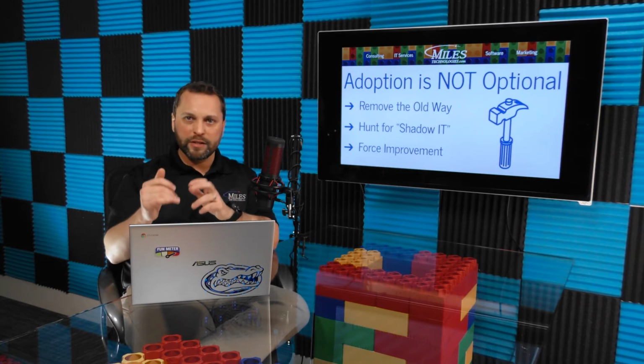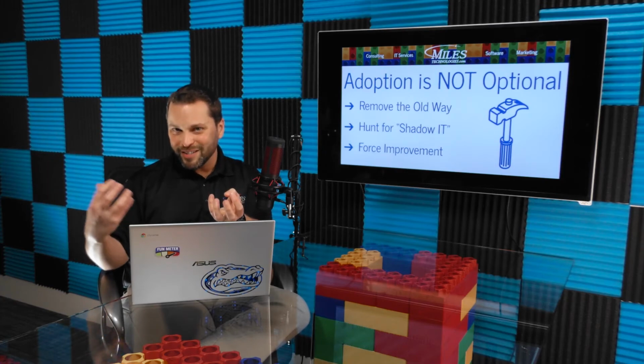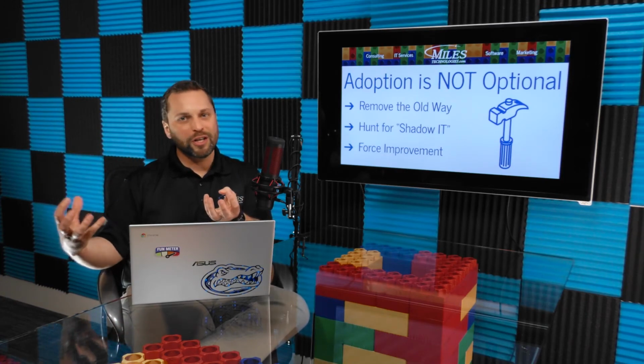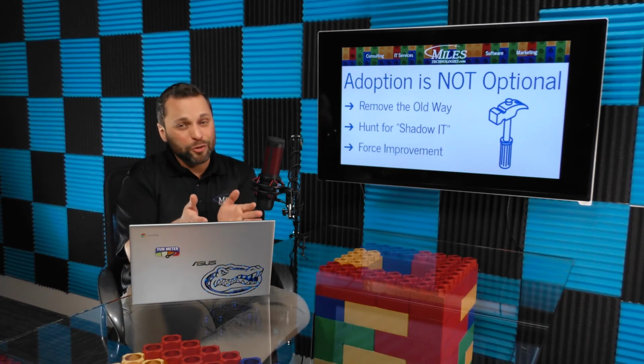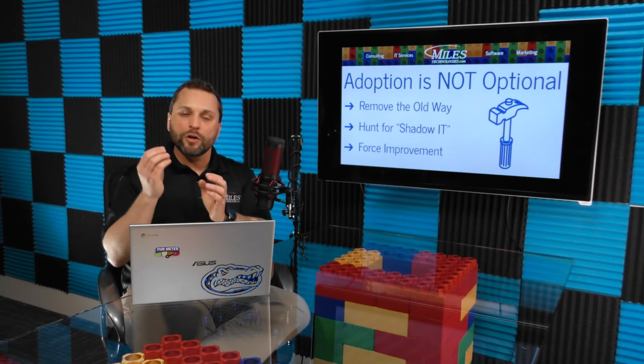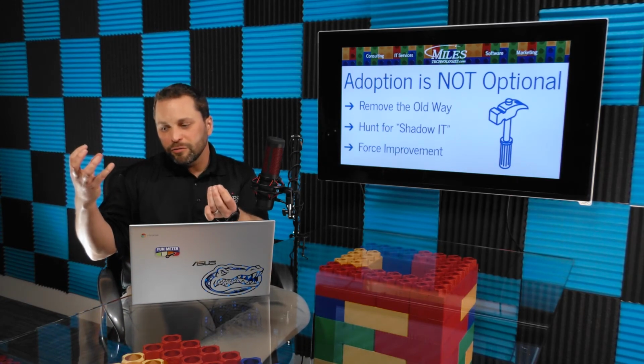Hunt for shadow IT. So shadow IT is that somebody for some reason is creating their own way of doing something. They might create their own spreadsheet, their own document, their own process that's not following those short guides that you talked about before. So hunt those things down. And it's not just because you want to eradicate them, because you do want consistency.